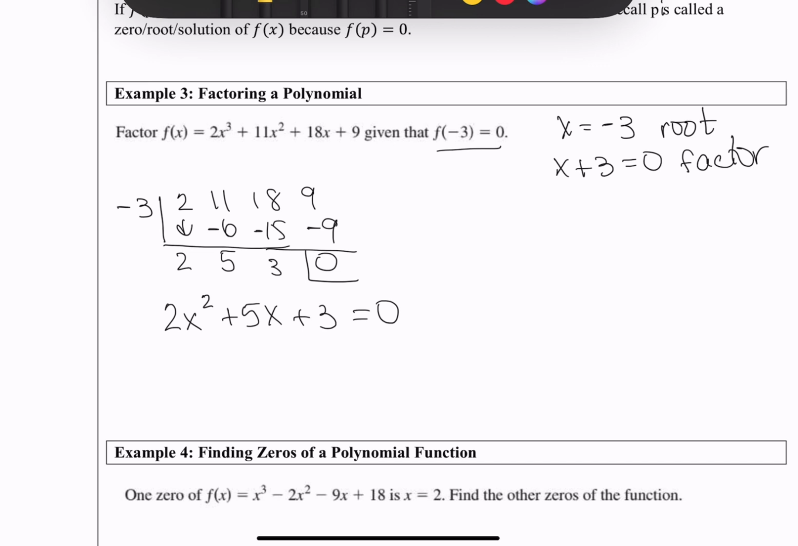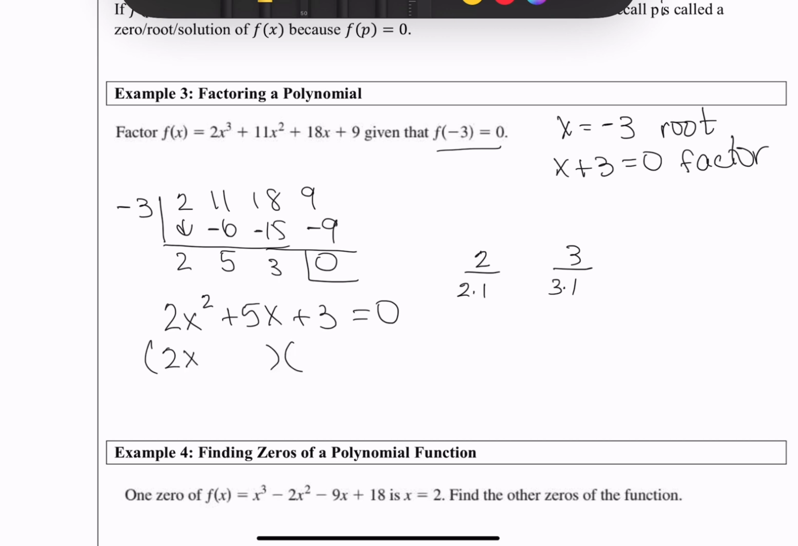And if I can't factor it, I could use the quadratic formula. So let's see if we can factor this. Are there factors of 2 and 3 that I can either add or subtract that'll give me 5? Well, this makes it nice and easy. So it's either going to be 2 plus 3 to give me 5, or it's going to be 6 minus 1. So let's see what we get.